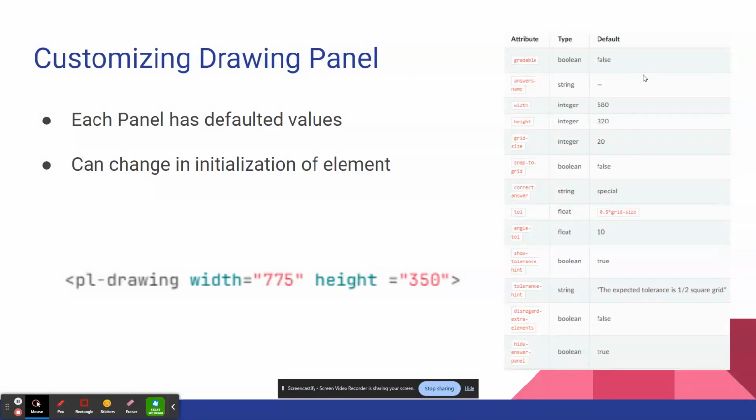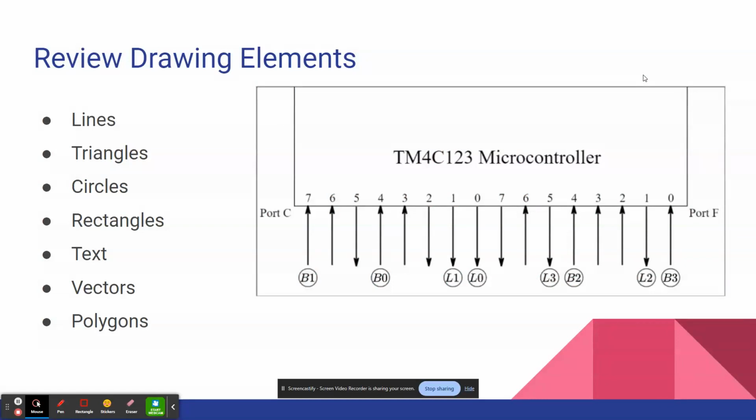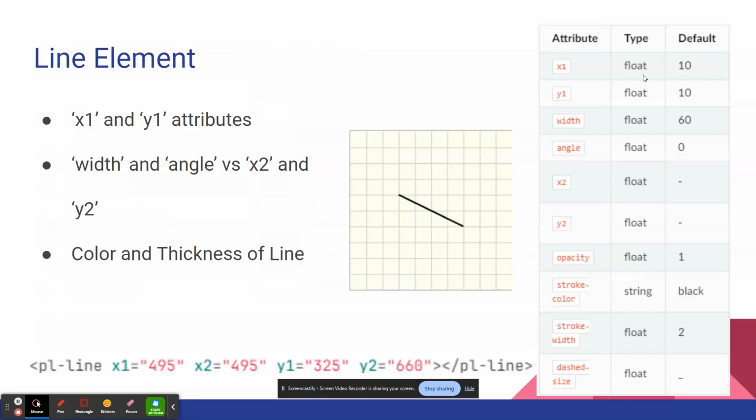For customizing the drawing panel, you can see there are many different attributes, all the types, and what their default values are. Each panel has its own default values, and you can change them in the initialization of the element. You can see in the code on the bottom, you don't have to include every single attribute as they're all defaulted, but anything you want to change looks something like that. We're going to be reviewing many different drawing elements, which includes lines, triangles, circles, rectangles, text, vectors, and polygons. These are the ones that our group Estimate 2433 has used so far, but there are more elements you can use in the drawing feature.